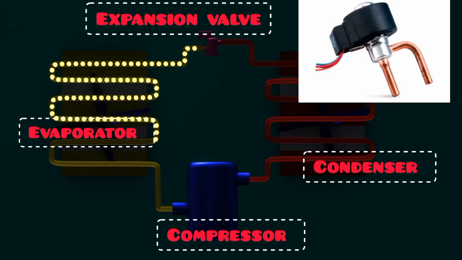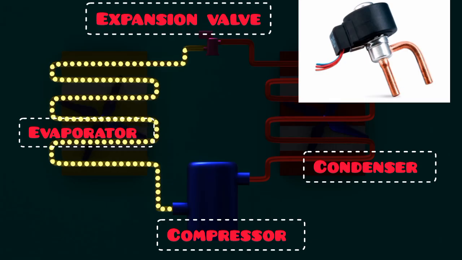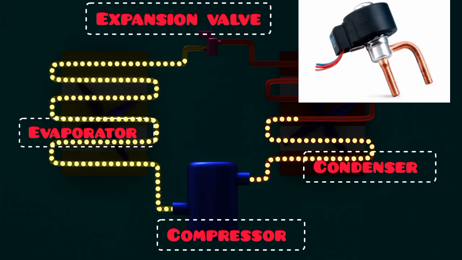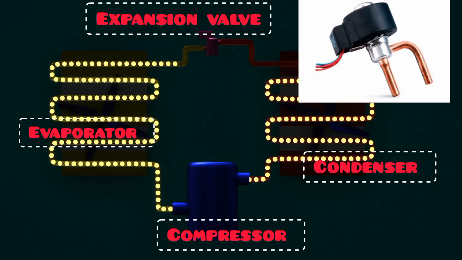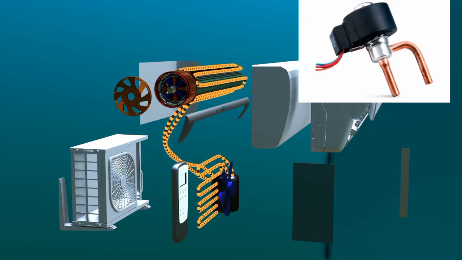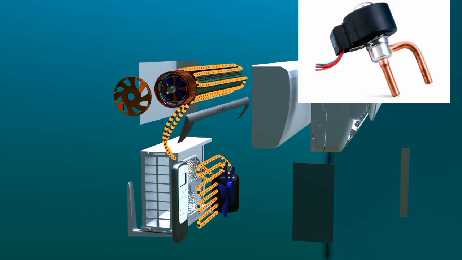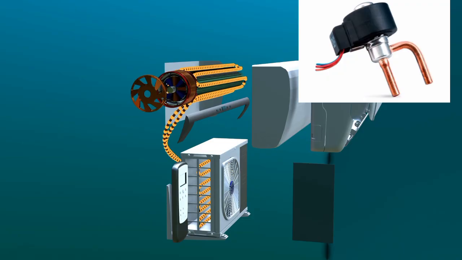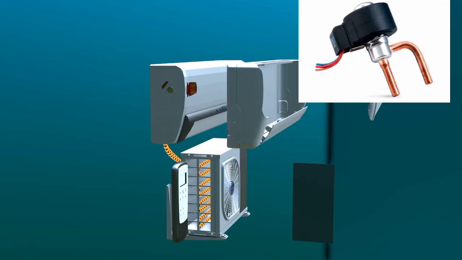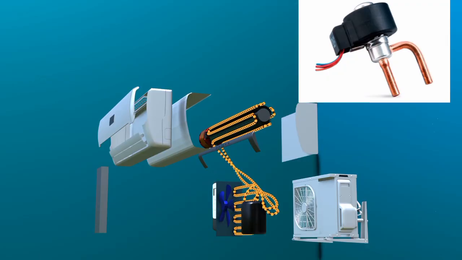This system uses electronic sensors and a controller to measure temperature and pressure precisely. The valve position is adjusted automatically and continuously in real time. This allows the system to maintain optimal superheat, achieve maximum efficiency, and deliver peak performance under varying operating conditions.